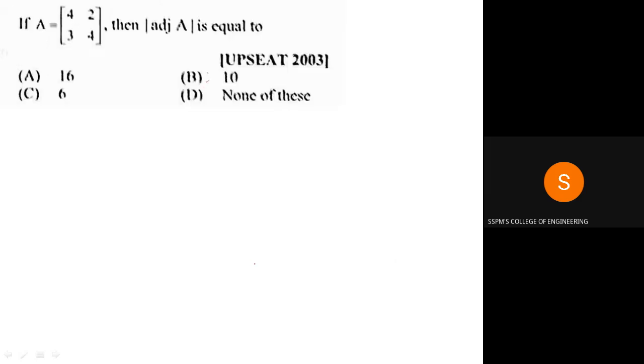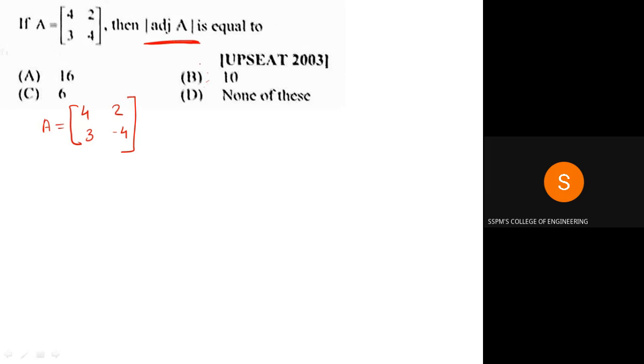Okay. Next example. So again, we are given a matrix. A is equal to what? 4, 2, 3 and minus 4. And we have been asked to find the adjoint of this matrix, adjoint of matrix A.